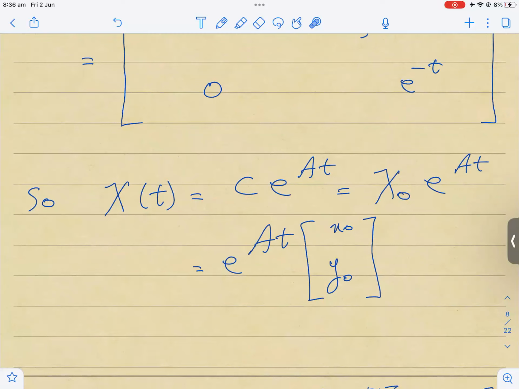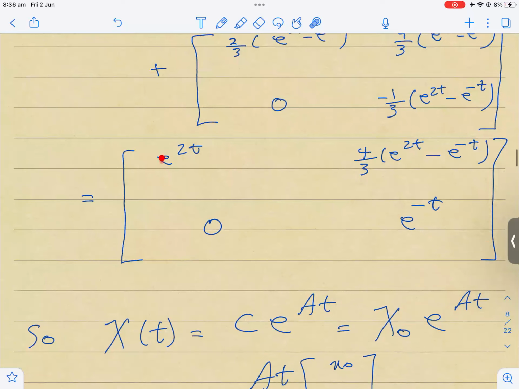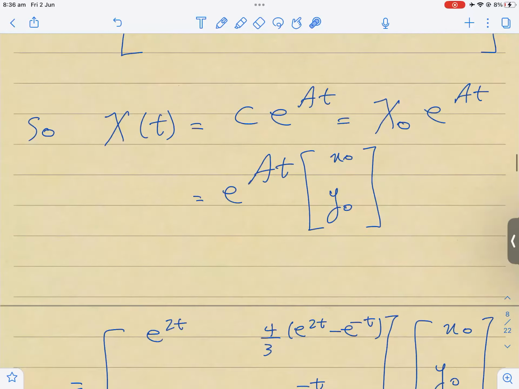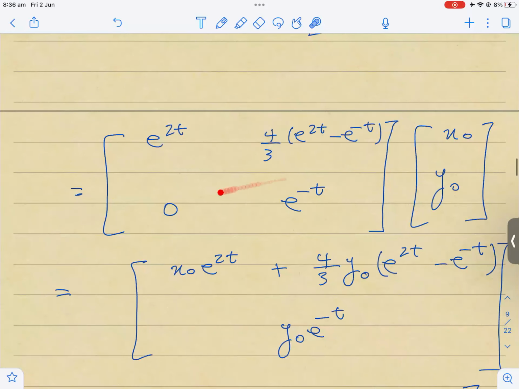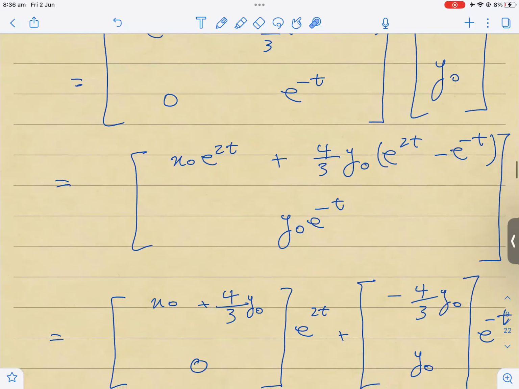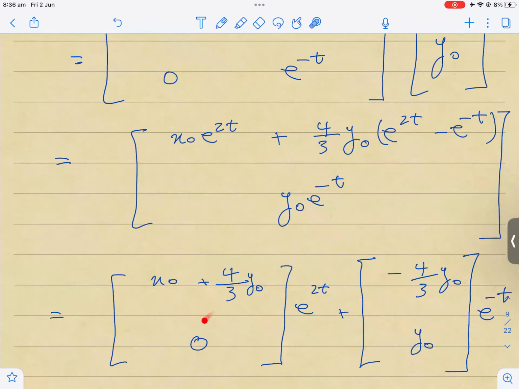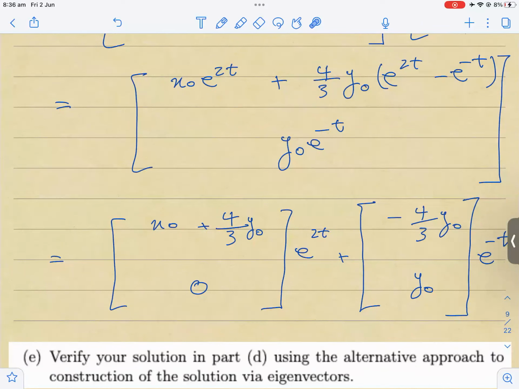Why do I write x0 on the right? Because I cannot multiply from the left. It should be written on the right, because this will be a 2 by 2 matrix and this is 2 by 1, so it's multipliable. All right, what else do we have? We don't have anything interesting. So I have this, multiplied by e to the 2t and e to the minus t.